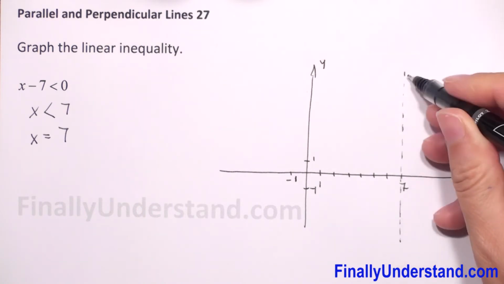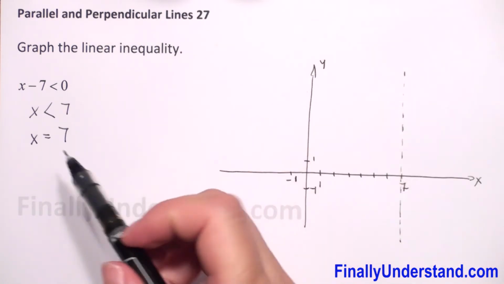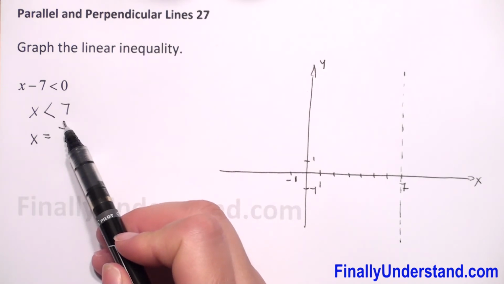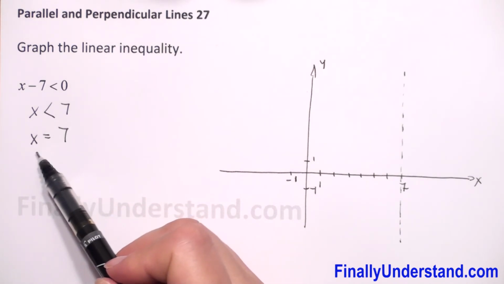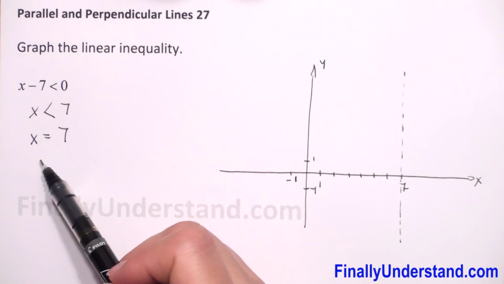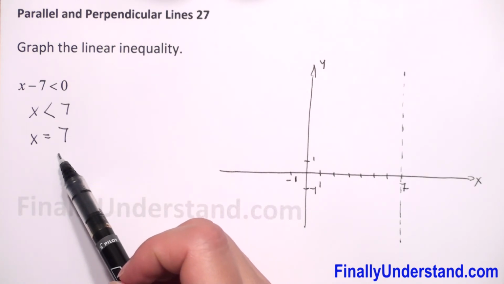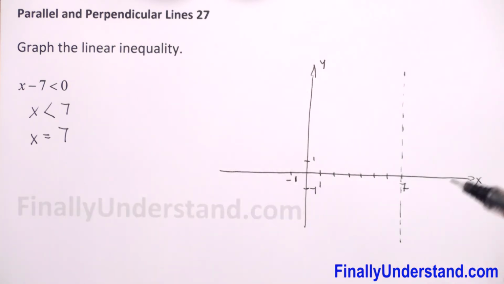I just draw dashes because we have the inequality x is less than 7. So the boundary line x equals 7 is not part of the solution.